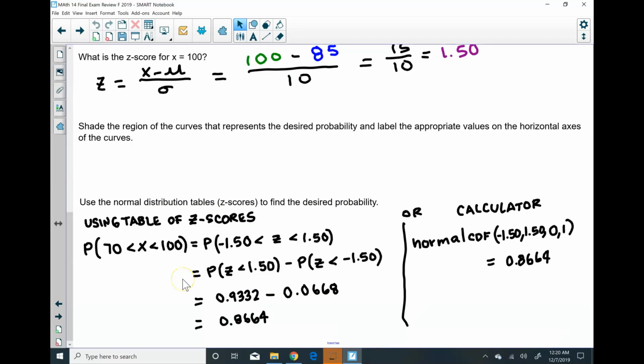So now what we do is we go ahead and put in our number for the probability it's less than 1.50, which is 0.9332, and then subtract the probability of the z-score being less than negative 1.50, which is 0.0668, and it gives you a desired probability of 0.8664. Now, if you use the calculator version, you would use normal CDF, where you have the lower limit of negative 1.50, the upper limit of 1.50, the mean of 0, and the standard deviation of 1, which would also give you the same desired probability of 0.8664.